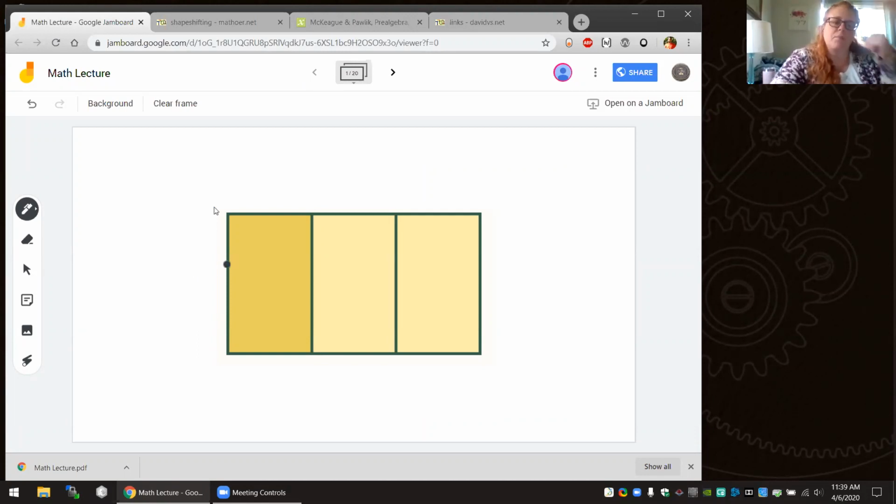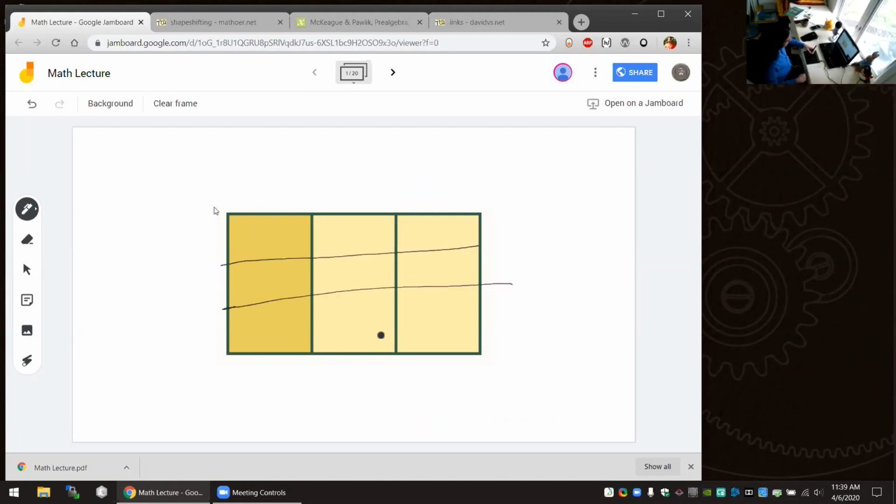Divide by 3. Divide by 3, yeah. If I cut everything into 3 pieces, that's a terrible drawing. Anyway, now there's 9, 3 of them are shaded. So 3/9 and the 1/3 we had are the same.